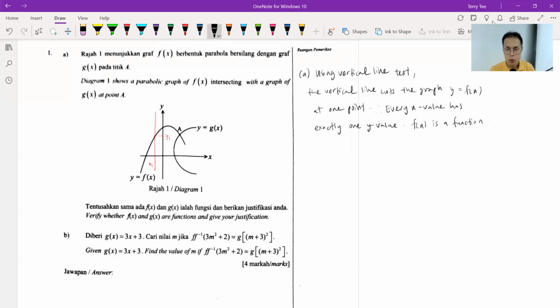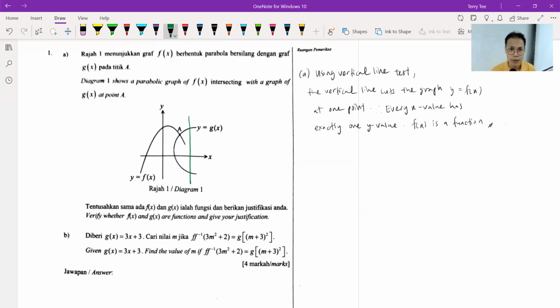You can also say it's a many-to-one relation. We know many-to-one and one-to-one are functions. The rest, one-to-many and many-to-many, are not functions. So we can also explain from that point of view. But here, I think we can just say using the vertical line test, draw a vertical line, show that it cuts at one point. So every x value has exactly one y value, so it's a function.